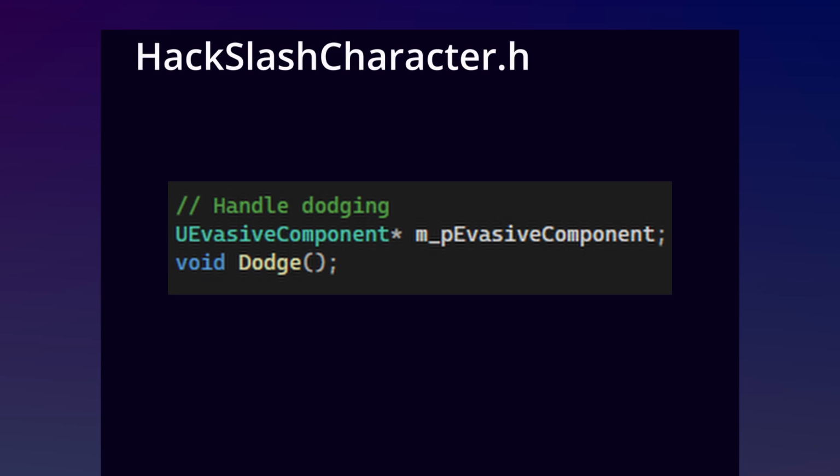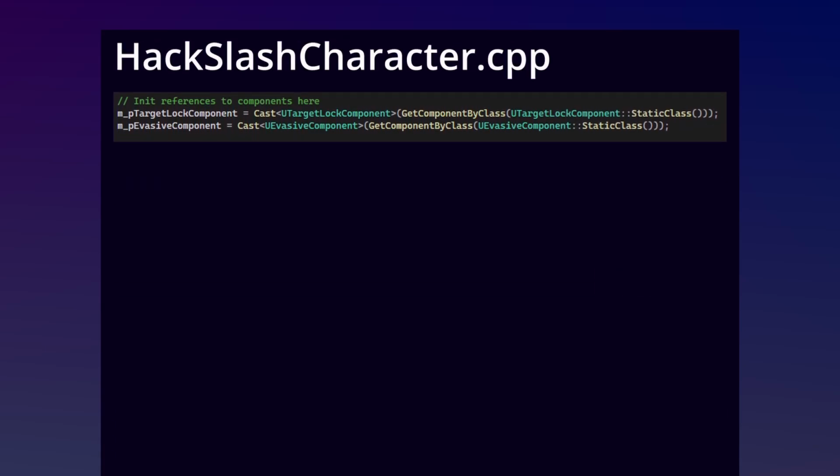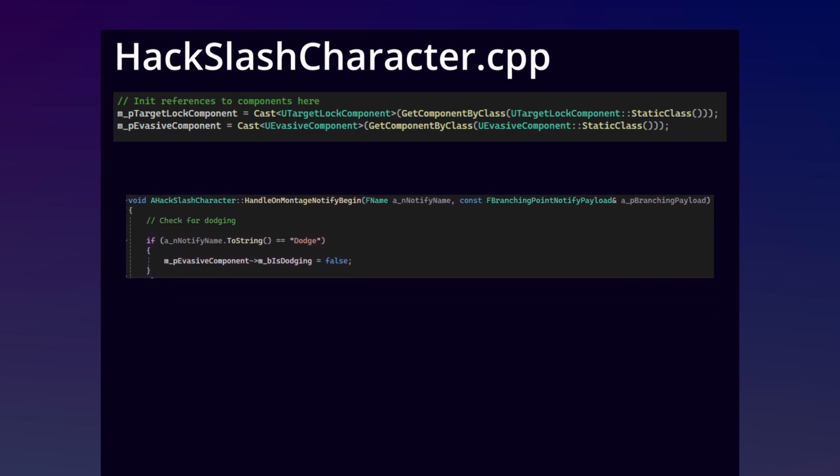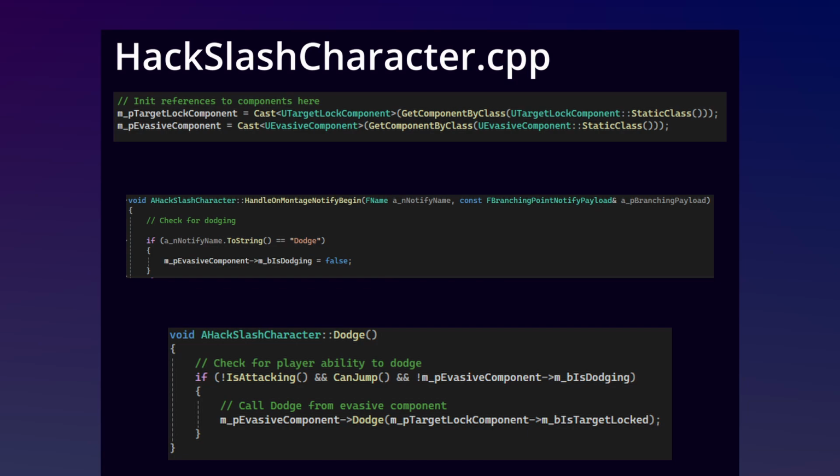We just need to head back into the player character file and make some small updates. Similar to how we added the target lock component, we're going to do the same exact thing with the Evasive component, and anywhere we had a reference to our is dodging boolean, we're going to replace that with a component's boolean. And in our dodge method, we're going to replace that with a call to our component's dodge method.